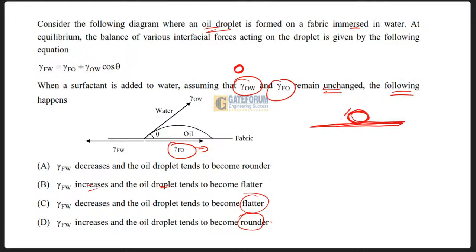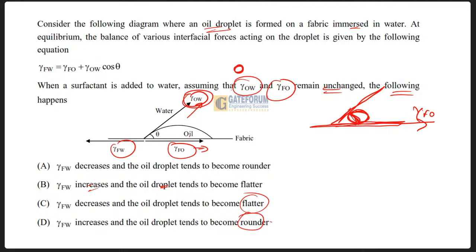Interface means this is the angle that the fabric is making with the oil. So this is gamma FO, the fabric oil interface. This is how these things are seen. You also need to see gamma FO and gamma FW, the fabric water interface, and gamma OW, the oil water interface. So these are three different types of interfaces that are present.